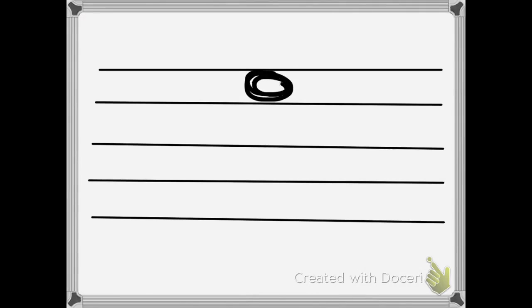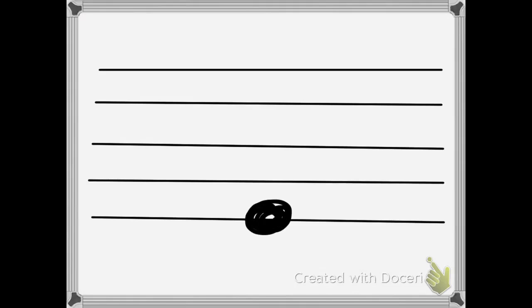How about this note? That's also a space note. Again, 2 lines on either side of it, but nothing going through the middle. How about this note? Line note. Notice there is a line going right through the center of the note.